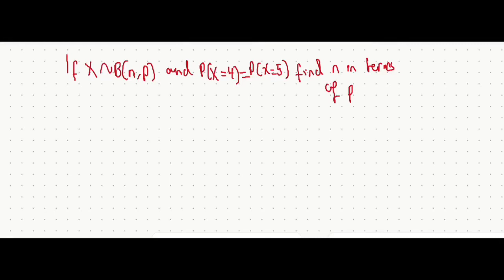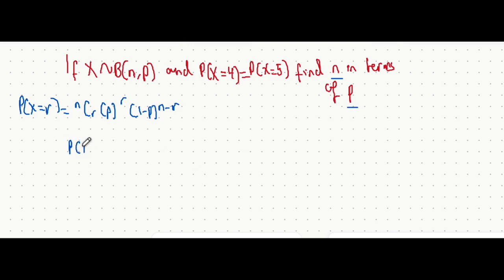Hi guys, in this video I'm going to go through one of the most difficult exam questions I've seen in binomial PD, using the binomial PD function. I'm sure you guys have seen the expression: the probability of X equaling r is equal to n choose r multiplied by p to the power of r multiplied by 1 minus p to the power of n minus r. And we're going to use this to form two expressions and to find n in terms of p. So let's go about doing it.